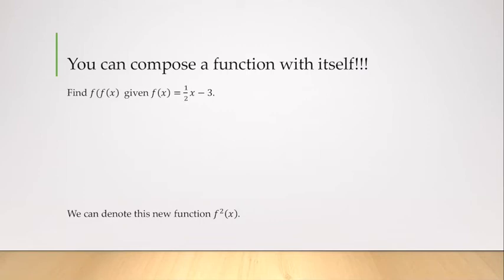Also, one thing I wanted to mention is that you can compose a function with itself, okay? So that would look like f composed with f of x, which is f of f of x, which we can also denote as f squared. So let's go ahead and do that. So I'm going to take f of x. So I'm going to substitute this in for x.